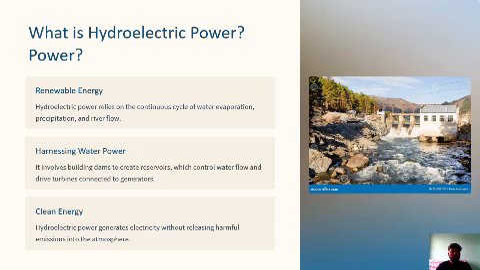Hydroelectric power relies on the continuous cycle of water evaporation, precipitation and river flow to harness the water's power. It involves building dams to create reservoirs, which control the water flow and drive the turbines connected to the generator. Hydroelectric power generates electricity without releasing harmful emissions into the atmosphere.